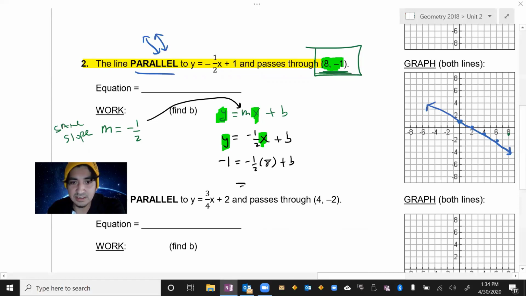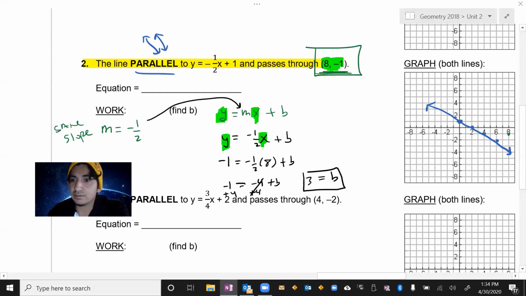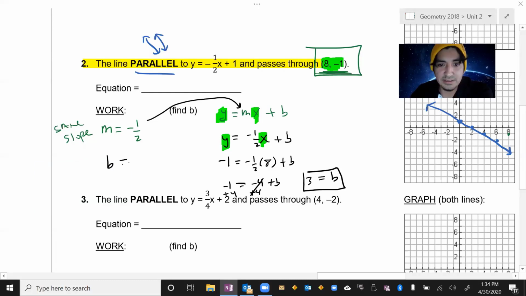So -1 times 8 gives you -8. -8 divided by 2 gives you -4. And then add 4 on both sides. And so that means b is equal to -1 plus 4, which gives you 3. So there you go. Now you have your b, which is 3. So final answer, y is equal to -1/2 x plus 3.